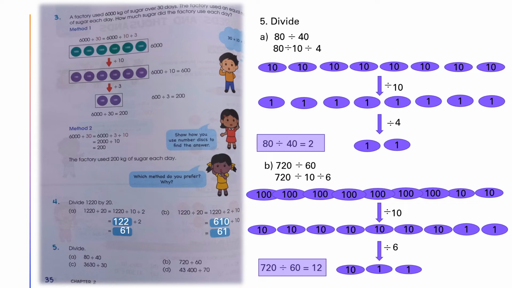In part B, we have 720 divided by 60. First we break up 60 in terms of 10 and 6. And for 720, we have 0 ones, 2 tens and 700. These are going to be divided by 10, and as a result we have 2 ones and 7 tens. Now this answer is going to be further divided by 6, and we have 2 ones and 1 ten. So when 720 is divided by 60, the answer is 12.